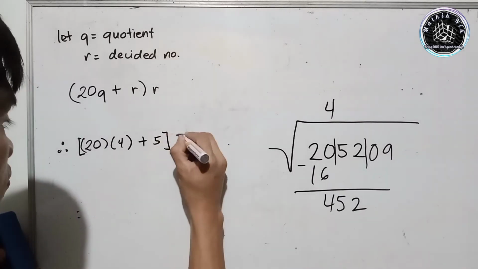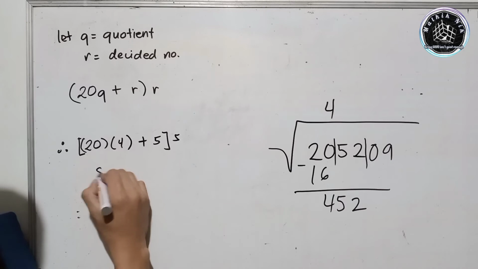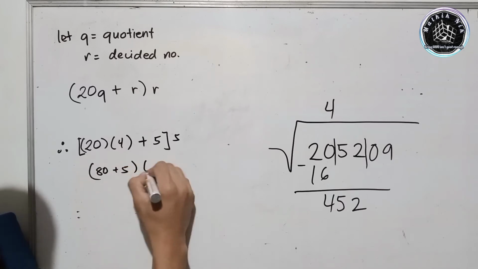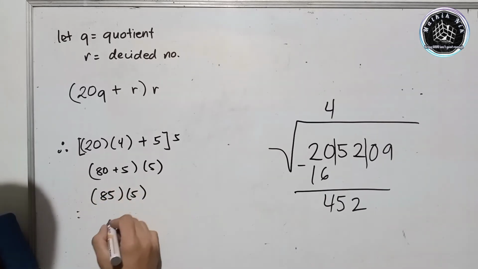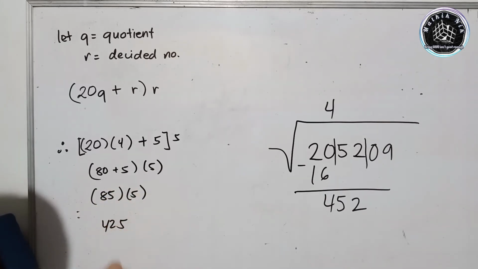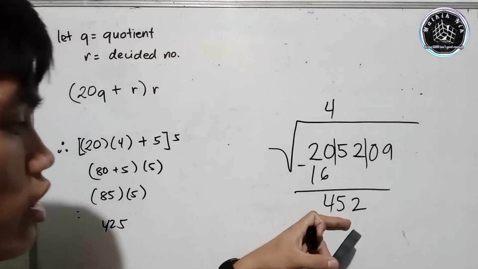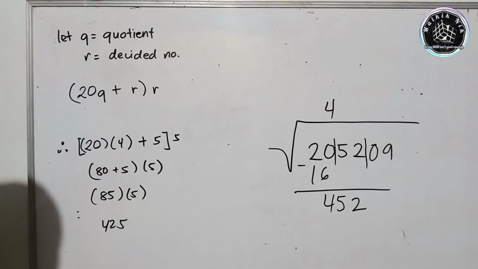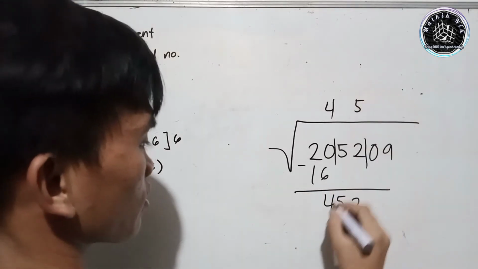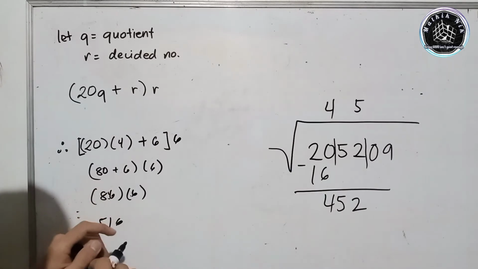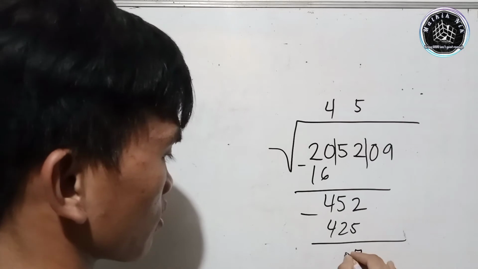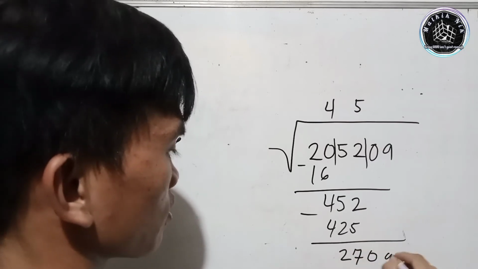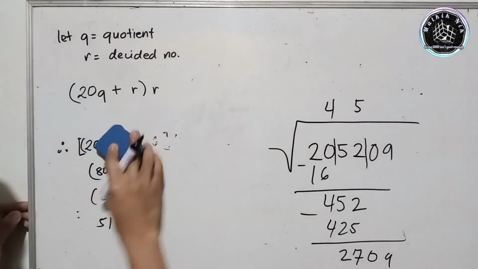Let's see 5. So 20 times 4 is 80 plus 5, so 85 times 5 is 425. Since it is closer to 452, you can easily put that there. So the answer is 5. When you put 5 here, it is 425. So subtract and bring down 09. Again, apply the formula.